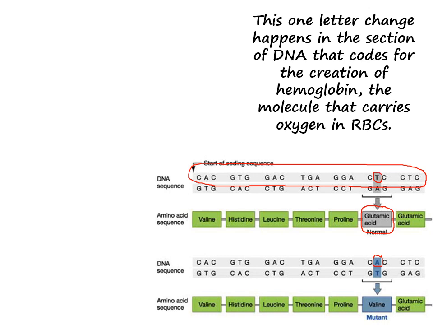Maybe it was a mistake during replication, maybe it was some kind of damage that was caused externally, and so an A was kind of forced in its place. Who knows? But what we end up getting is, in the corresponding strand, we get a T here. And it should be an A. That's not good. That one small change puts in the wrong amino acid. This is valine instead of glutamic acid. And that completely changes the protein.